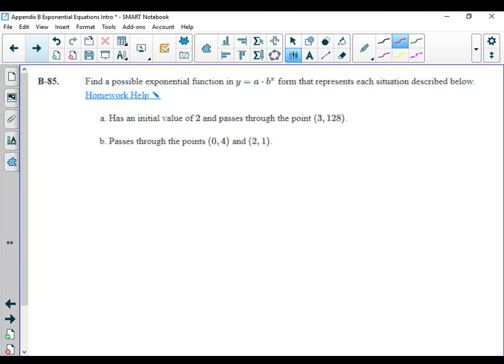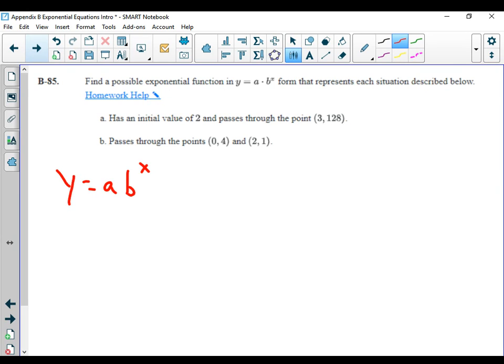Then the last one I want to talk about, I'm not going to talk about both parts, but this leads into what we're going to do today. On number 85, they want us to find a possible exponential equation in this form. And in order to find it, they gave us a couple pieces of information. For instance, in part A, they said the initial value is 2, and then it passes through the point (3, 128).